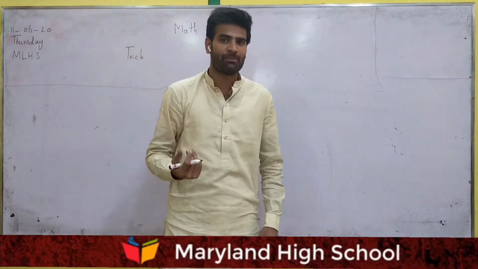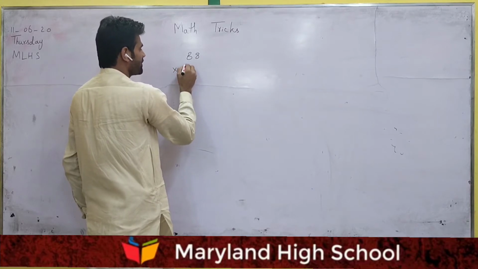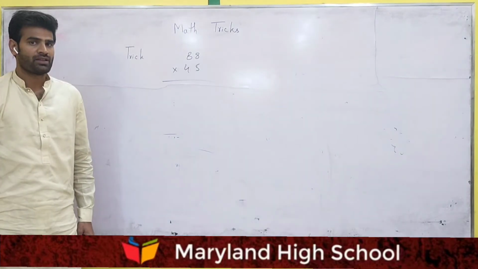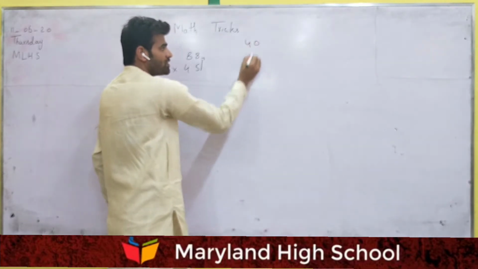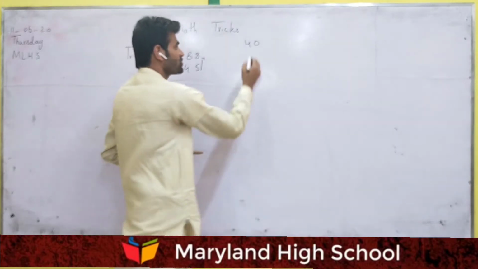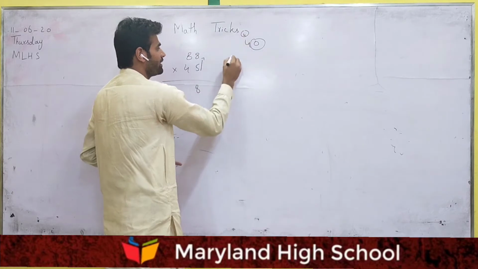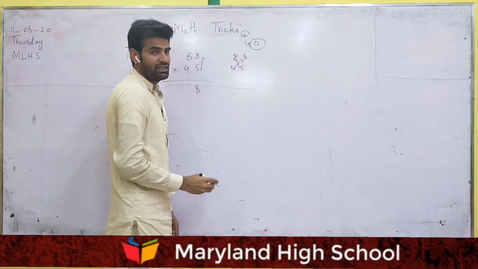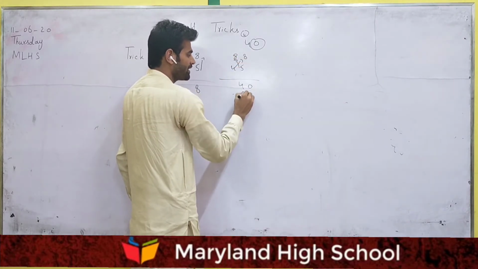Now we use a trick where we choose any numbers randomly. Just like I choose 88 multiplied by 45. First I multiply the first digits: 5 eights are 40. I write the answer in a single digit, so I write 0 and carry the 4. Then I perform the cross multiplication: 5 eights are 40 and 4 eights are 32.